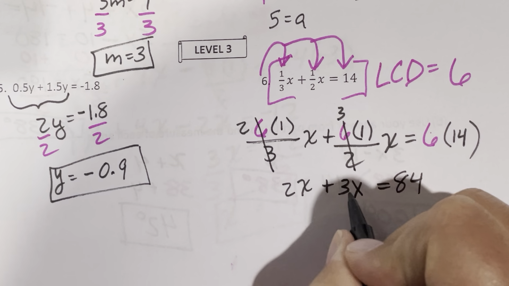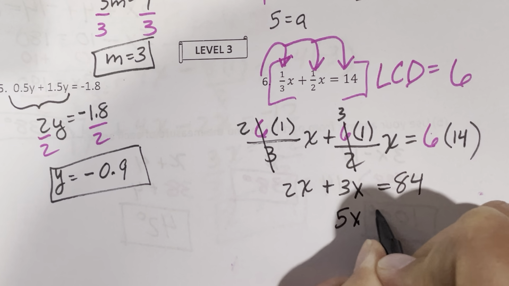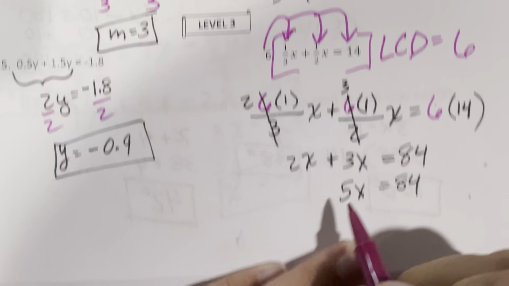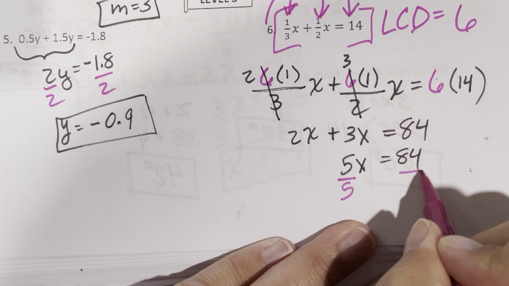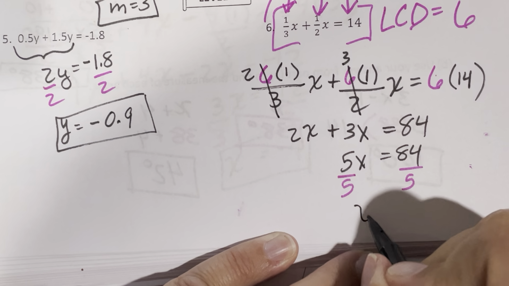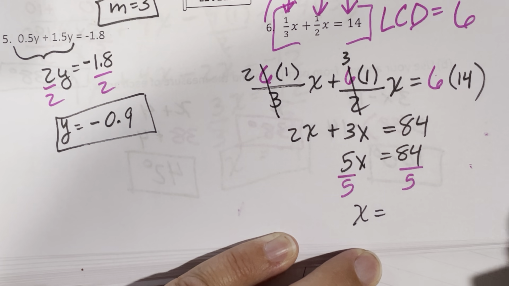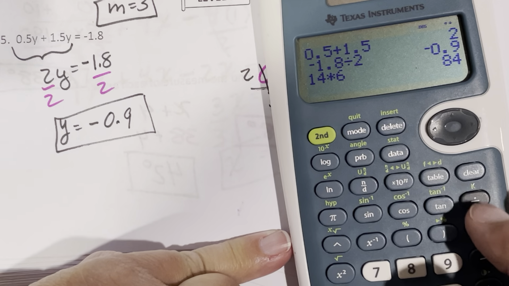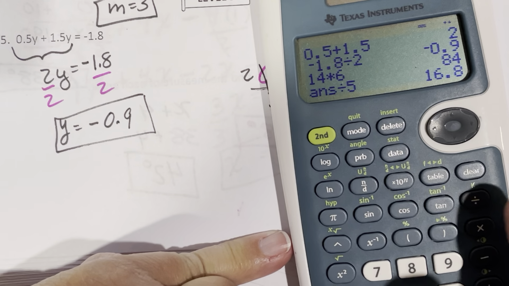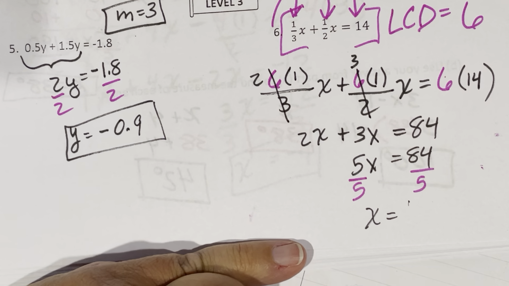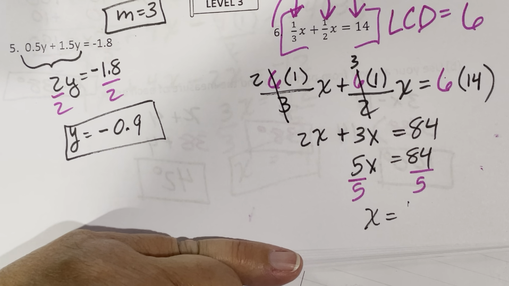84. 2 plus 3, 5x equals 84. Got to combine those like terms. Divide both sides by 5. And x equals, well, I don't know. 84 divided by 5 is 16 and 8/10. Oh, no, I can't write that. I can't write 16 and 8/10.